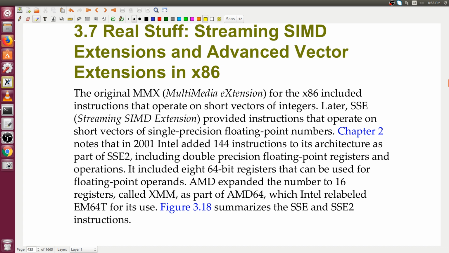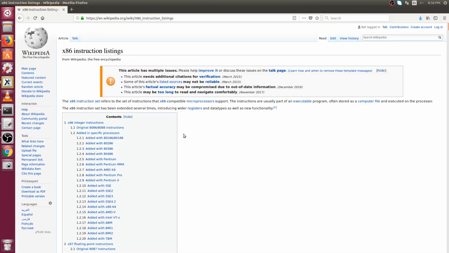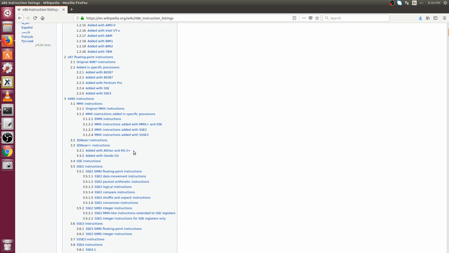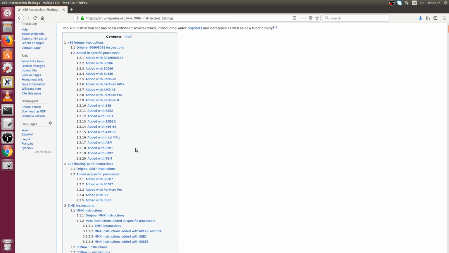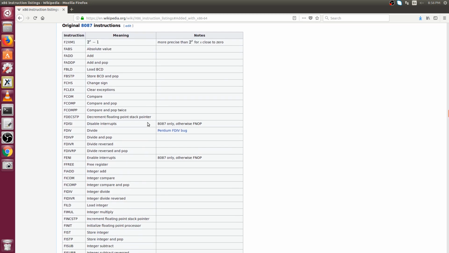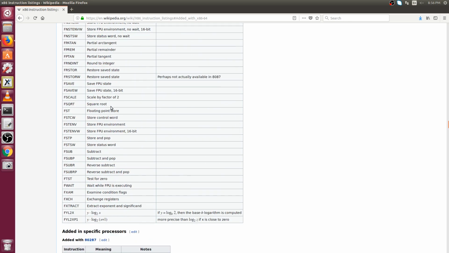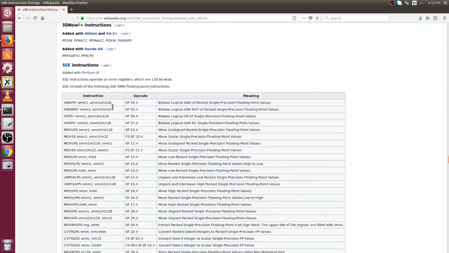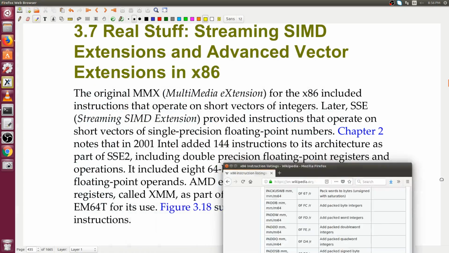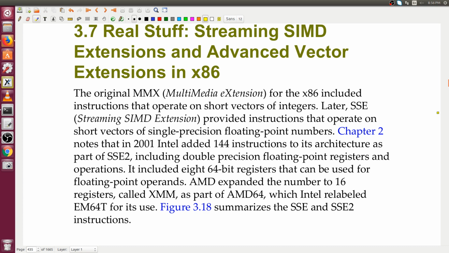How many instructions in x86? x86 instruction listing. Okay. How many do we have? Let's look at Pentiums. Let's just look at Pentium then, I guess. Added with Pentium 2. Oh, x86-64. Okay. 8087 instructions. As we can see, there are a lot of instructions that have been added to the x86 instruction set over time. This is why nobody likes to program in x86. It's a mess.